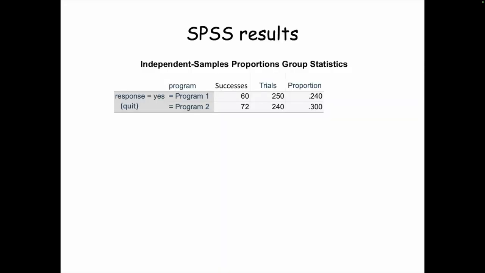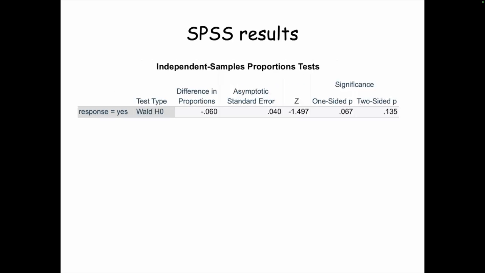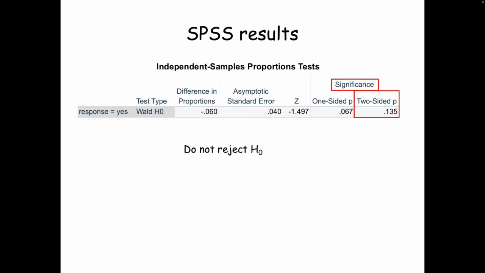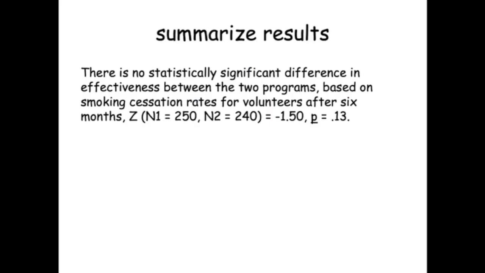This is the first table produced by SPSS, showing the results for each group. The next table shows the z-test results. The numerator of the test statistic is p-1 minus p-2, and the denominator is the standard error. The p-value is large, so we do not reject the null hypothesis. We conclude that there is no statistically significant difference in the effectiveness of these programs based on 6-month cessation rates of volunteers. The test results include values for n for both samples.